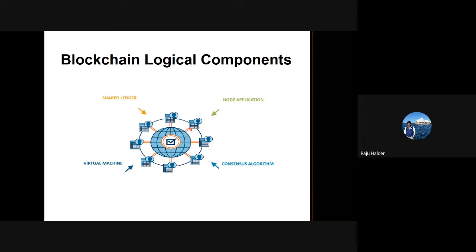I mean smart contracts. Since those programs should be executed on the nodes in the network, every node can execute those programs. So for execution, you need some kind of runtime environment, and that runtime environment will be provided by the virtual machine. I'll also talk about that later. So these are the logical components.